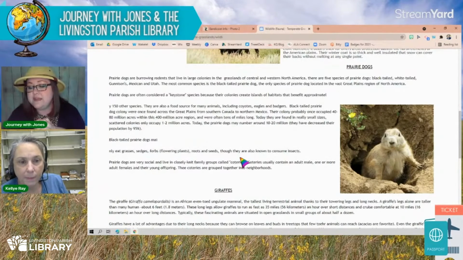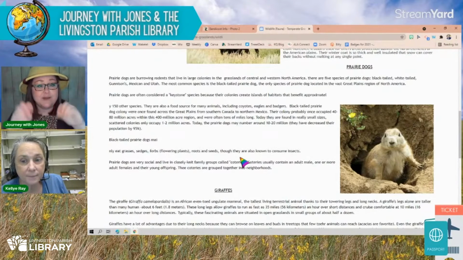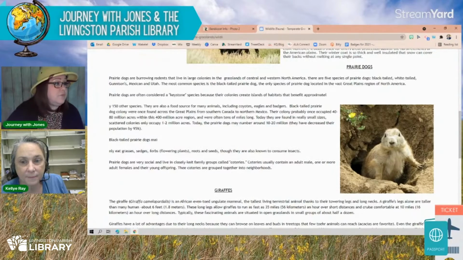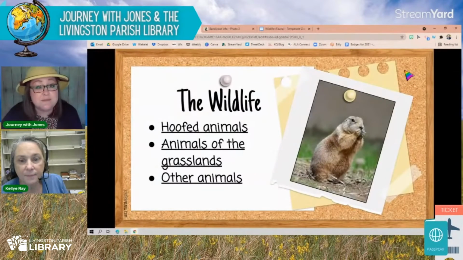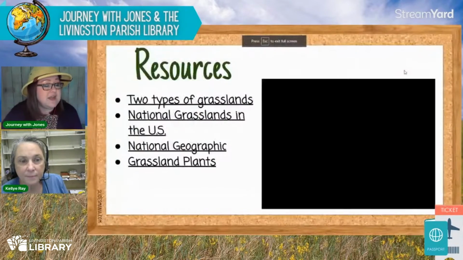They can detect predators from a great distance. They have a very good sense of smell and hearing, and they are known for their loud barks. I don't know if anyone has ever seen the funny memes and vines of prairie dogs barking, but if they sense a predator, they will make a huge barking sound. So that is some of the wildlife that you'll find in a grassland habitat.